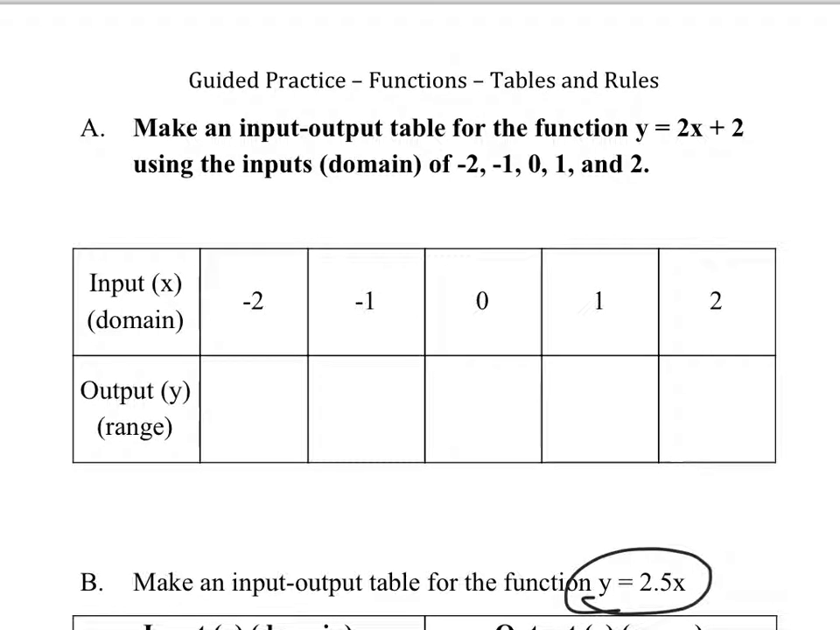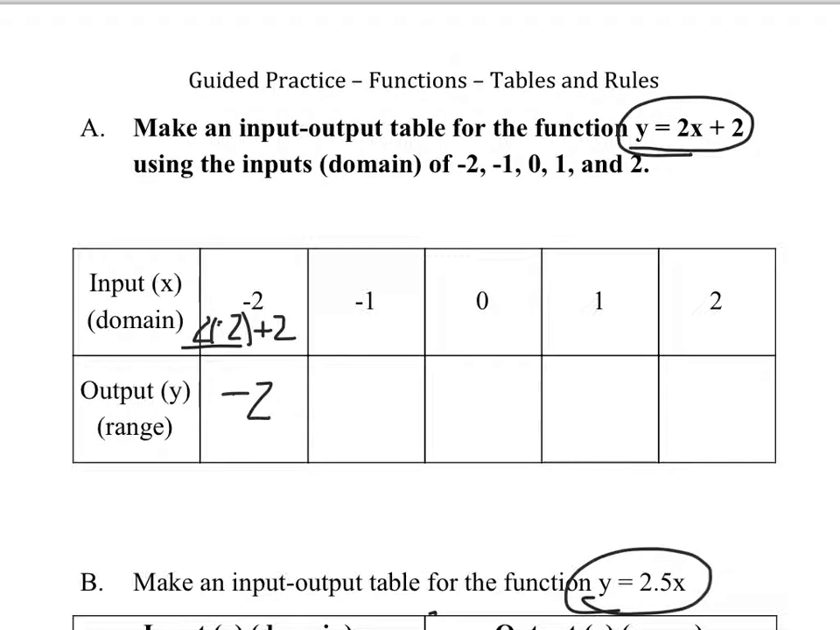So for this one, the rule is y is equal to 2x plus 2. So I'm going to replace my x's with the values that are in the table, and I'm going to rewrite them with the new value in it and follow order of operations to figure out what my output or my y value is. So for the first one, negative 2, I rewrite the expression as 2 times negative 2 plus 2. And order of operations says do multiplication first. 2 times negative 2 is negative 4, and negative 4 plus 2 is negative 2.